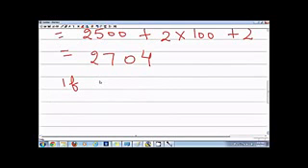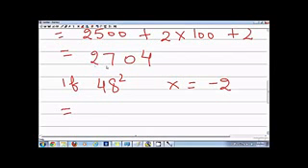And similarly, if we have 48 square, then x is equal to minus 2, and then instead of adding 2 here, we will be subtracting 2, so we'll have 23, and then square doesn't matter, it's negative or positive, so answer will be 2304.